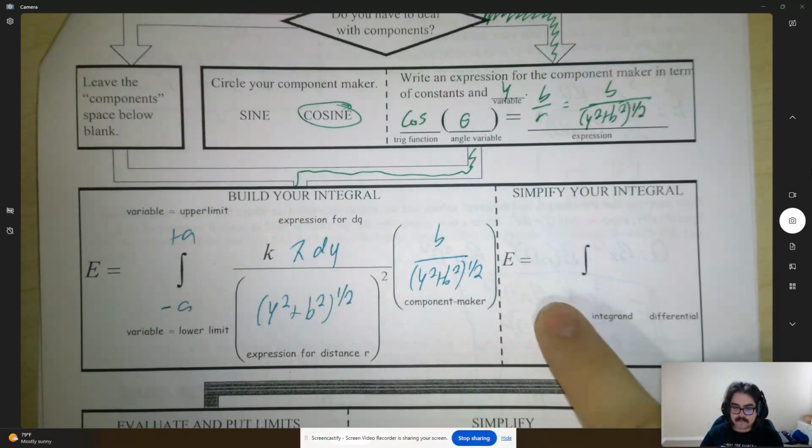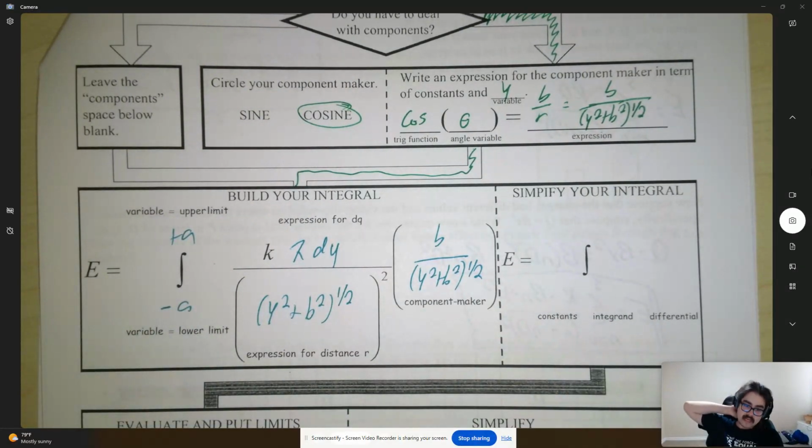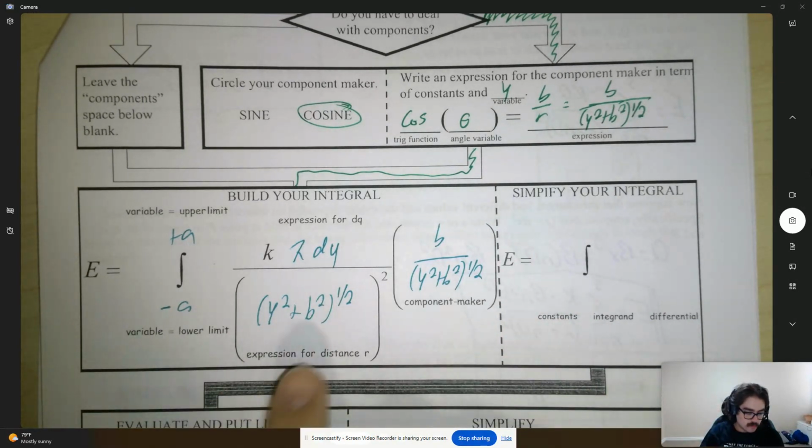And then to simplify my integral, this is going to be a huge mess. Do you notice that we've got so much stuff going on here with y and all that fun stuff, and it's just going to be a complete mess, right? So at this point, you put it into the CAS tool, right?